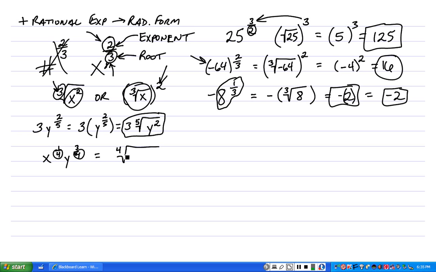Now the x is to the 1st power, so that's just like writing x, and the y is to the 3rd power, so that's like writing y to the 3rd. And again, the x and the y are to the 4th root, so that's why they're both under the 4th root radical. So this would be your answer: the 4th root of xy to the 3rd power, or 4th root of xy cubed.